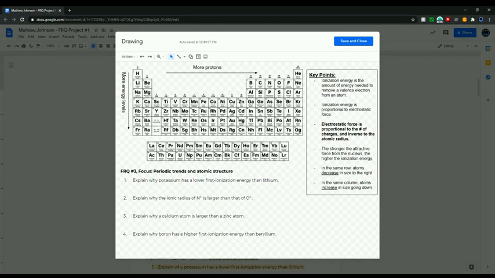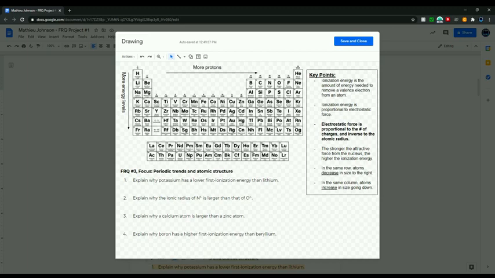First of all, ionization energy is the amount of energy needed to remove a valence electron from an atom, which is proportional to electrostatic force. Electrostatic force increases with the number of charges in the nucleus, and decreases with atomic radius. The stronger the attractive force from the nucleus, the higher the ionization energy, but it gets weaker the further away from the atom it gets. In the same row of the periodic table, atoms decrease in size to the right. In the same column, however, atoms increase in size going down.